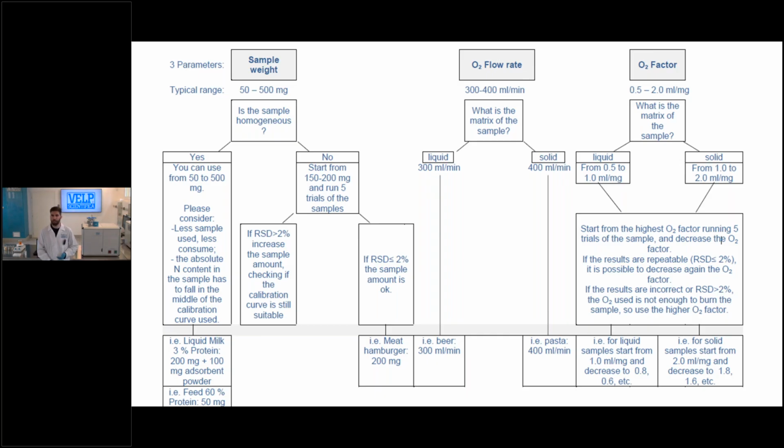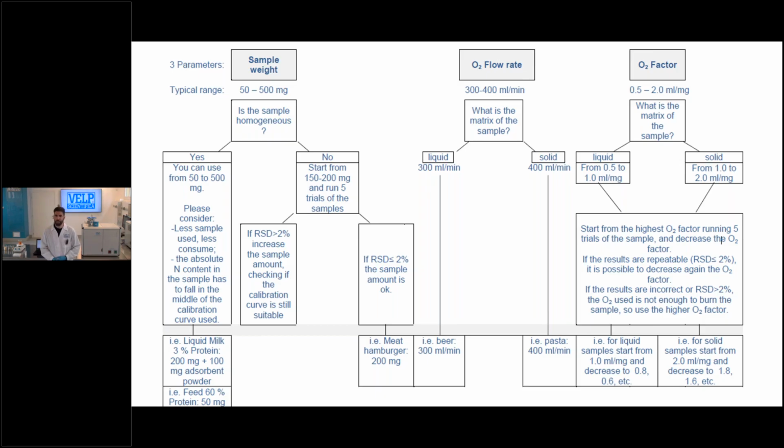The correct oxygen flow rate depends on the matrix of the sample. So if the sample is liquid, like beer or milk, we suggest selecting an oxygen flow rate of 300 milliliters per minute. If the sample is solid, like pasta or flour, the correct oxygen flow rate is 400 milliliters per minute. The last parameter is the oxygen factor.